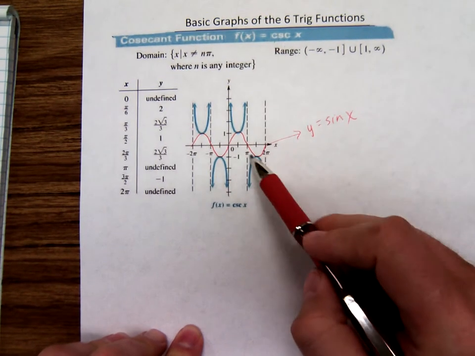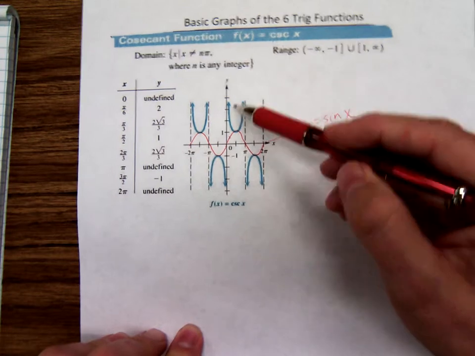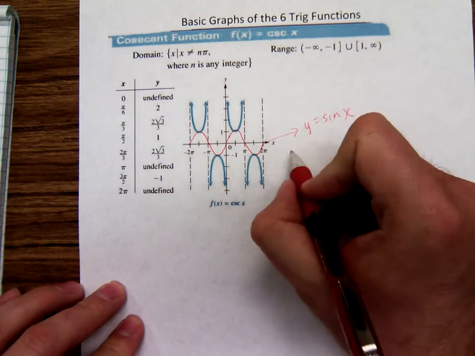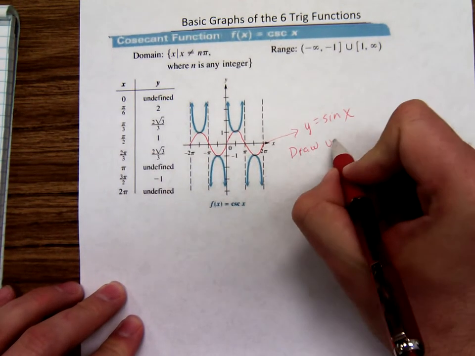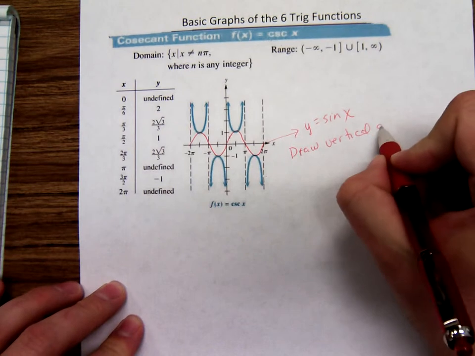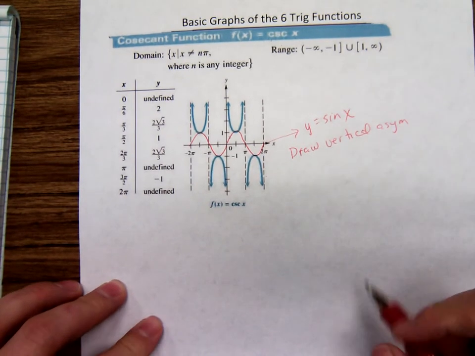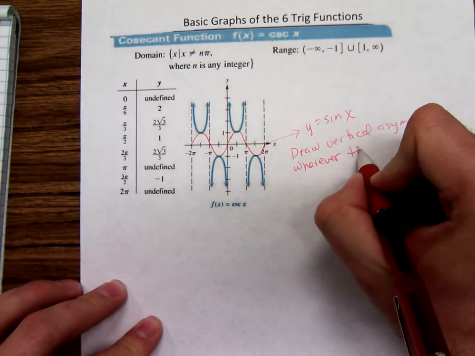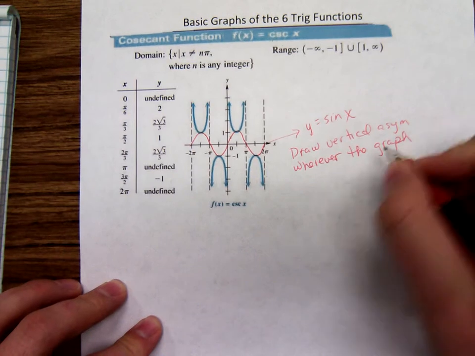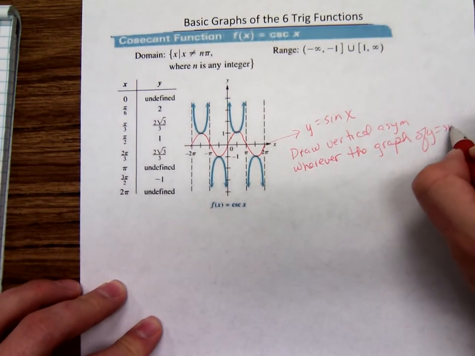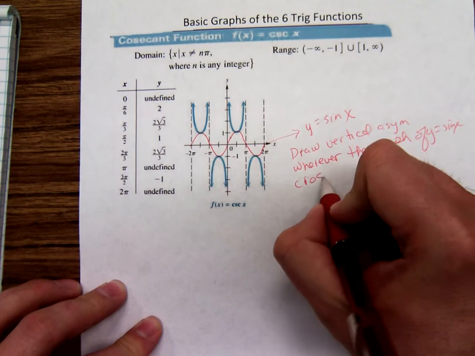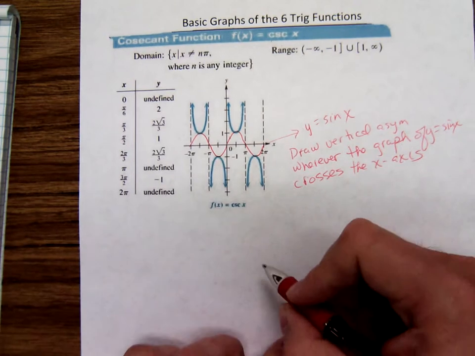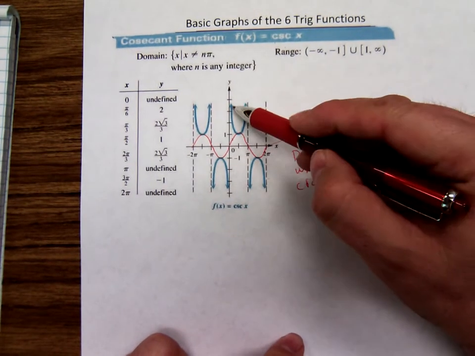And once you have the sine curve drawn, the vertical asymptotes are going to be wherever the graph crosses the x-axis. So you'll draw vertical asymptotes. Those are the vertical lines the graph can't cross, wherever the graph of y equals sine x crosses the x-axis. And then you just draw the reciprocal curves. Those are the U-shaped curves.